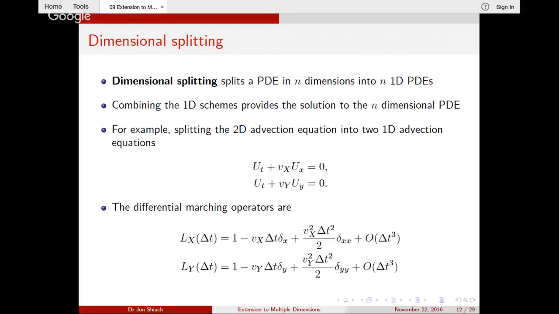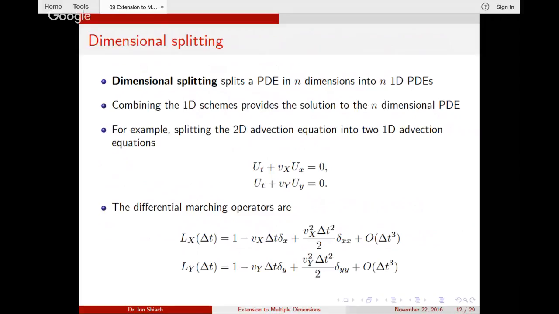Let's have a look at the advection equation which we've just been looking at. In 1D, that's the advection equation in the x direction, and that's the advection equation in the y direction. So rather than solving the 2D advection equation, I'm going to solve two 1D advection equations, one in the x direction, one in the y direction. We've already seen that this is a marching operator Lx of delta t. So it follows that wherever we see an x, if we replace that with a y, we have the operator in the y direction.